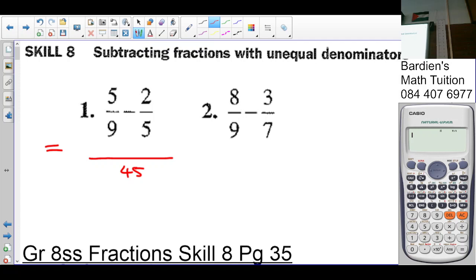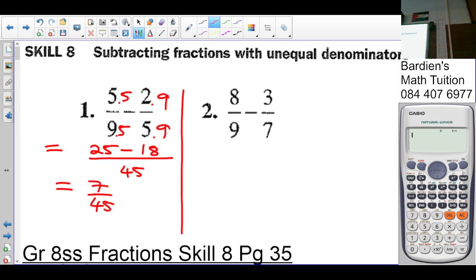The same thing. So 9 multiplied by what is 45? 5. 5 times 5 is 25, minus. 5 multiplied by what is 45? 9. So 9 times 2 is 18. So 25 minus 18 is 7. Is that correct? It's 7 over 45. Any confusion here? No. Let's go with the next one.